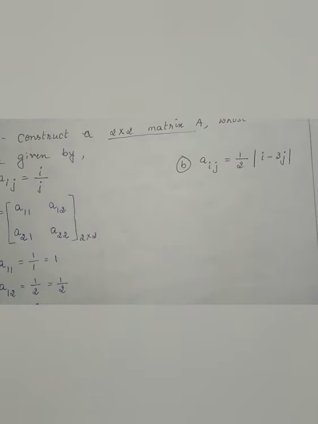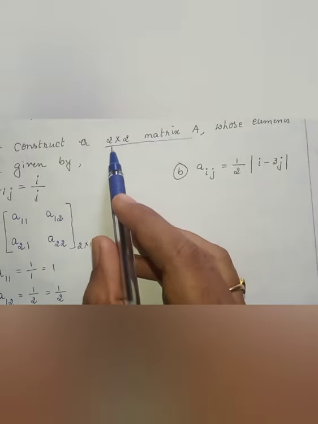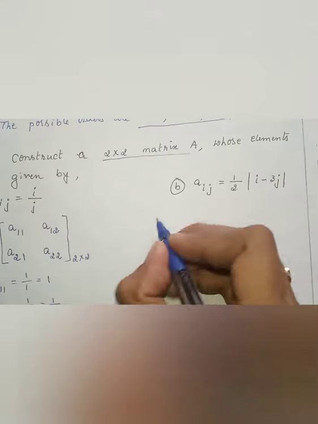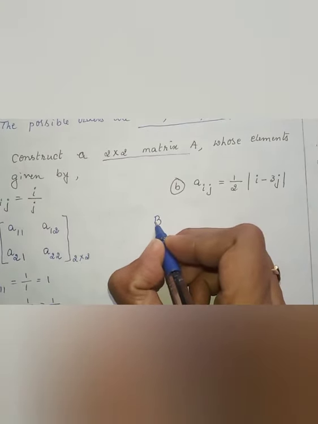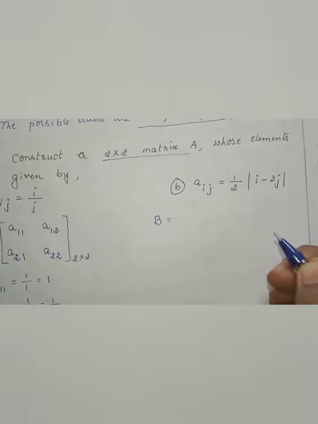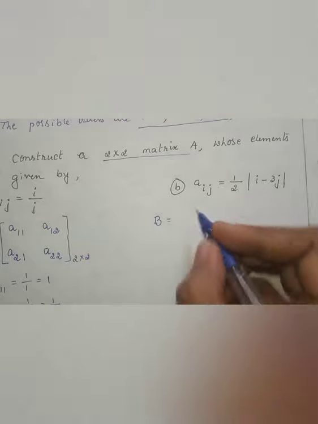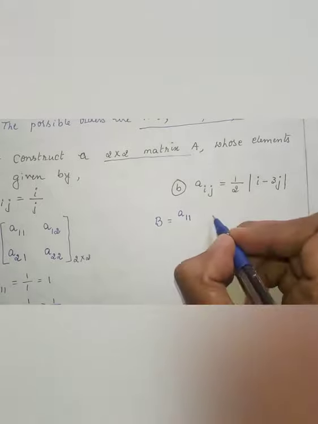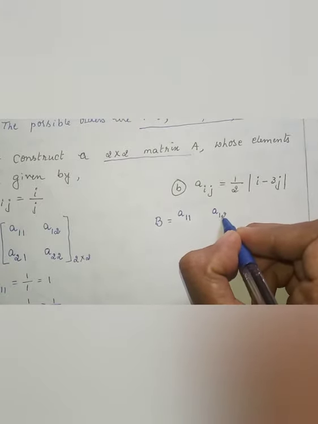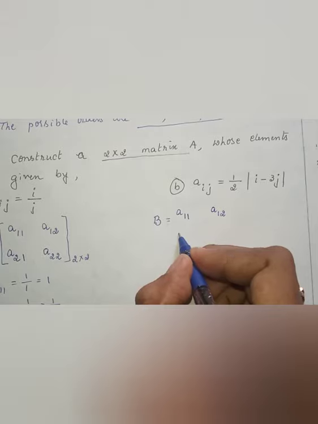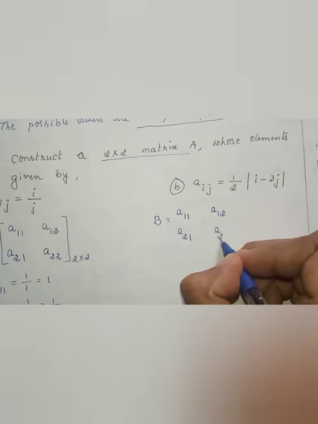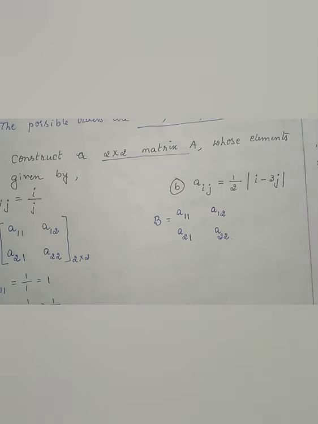One more. Here also we have to construct a 2 by 2 matrix. I'll take this as the matrix B. Matrix B. Elements are the same. Whatever the matrix may be, A, B, C or anything, the first entry is A11 in a general matrix. This is A12. This is the 2 by 2 matrix. So this is A21 and this is A22.